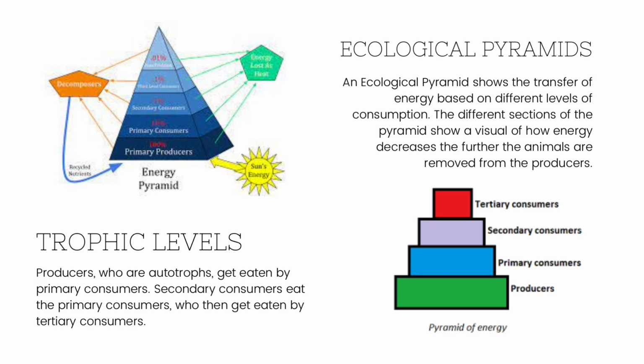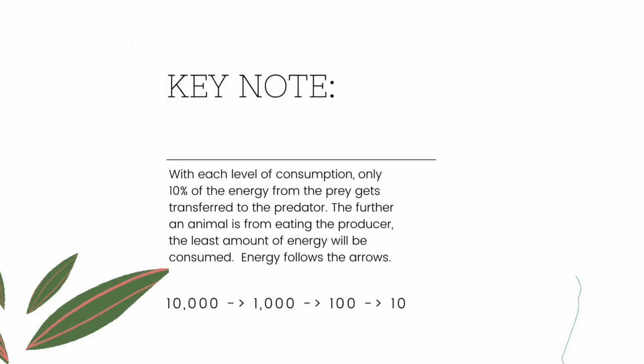Ecological pyramids. So an ecological pyramid shows the transfer of energy based on different levels of consumption. The different sections of the pyramids show a visual of how energy decreases the further the animals are removed from the producers. So trophic levels are these different levels. There are producers, primary consumers, secondary consumers, and tertiary consumers. You can see this in our example to the right.